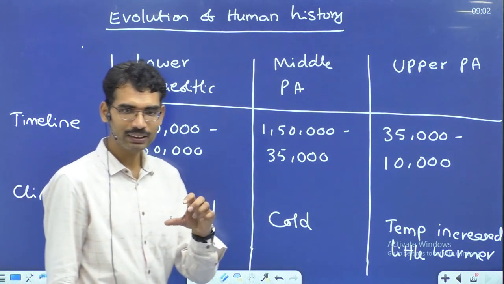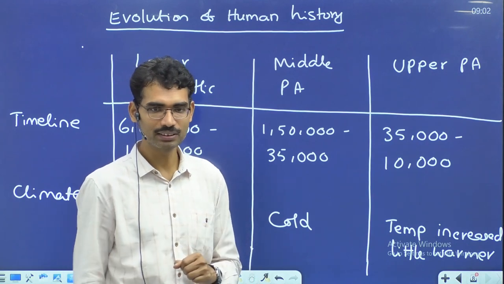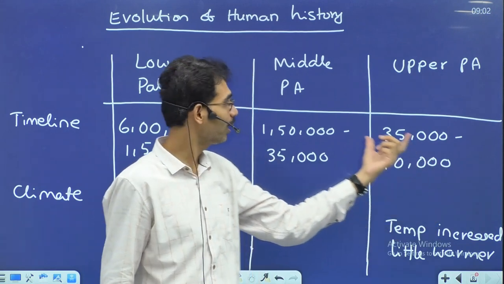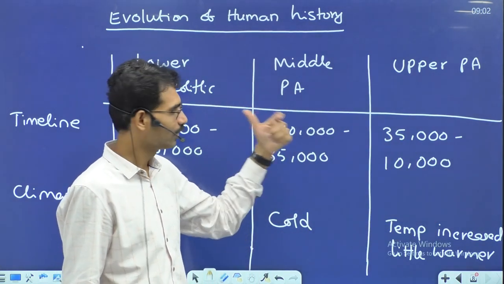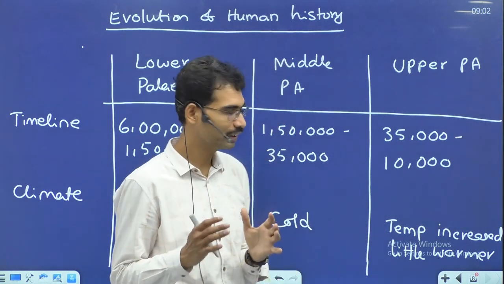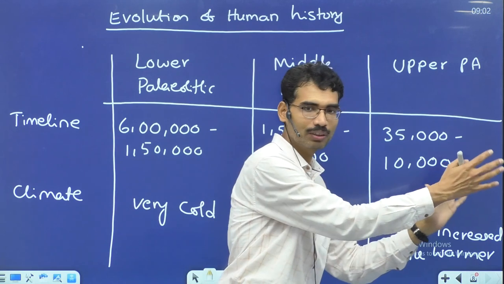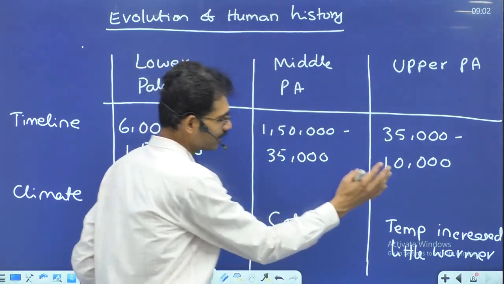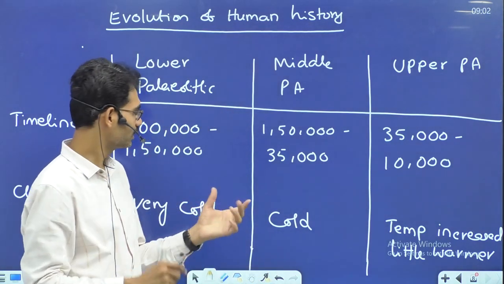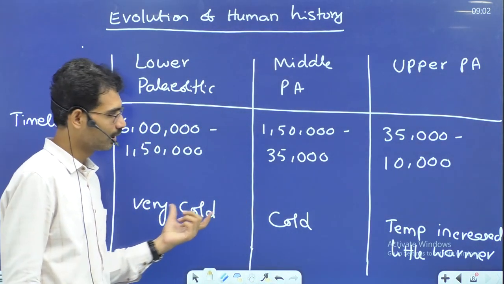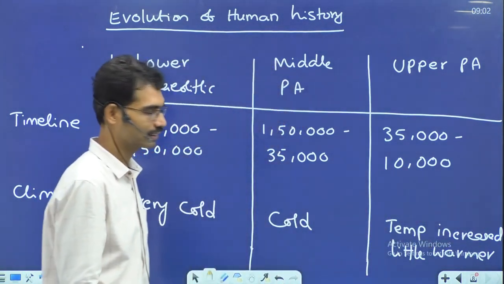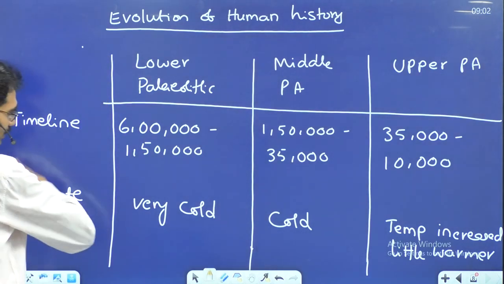That's why if you see Bimbetka caves and Bimbetka paintings, actually they belong to upper Paleolithic stage. They were not belonging to lower or middle Paleolithic. The Bimbetka and Adamgarh cave paintings survived from upper Paleolithic to the Mesolithic time period. Because at this time, they got some kind of comfort, and these people had better climate conditions, a more sustainable climate. Next one.